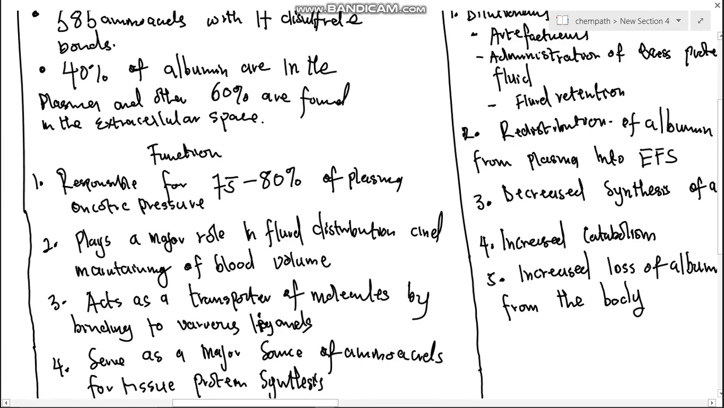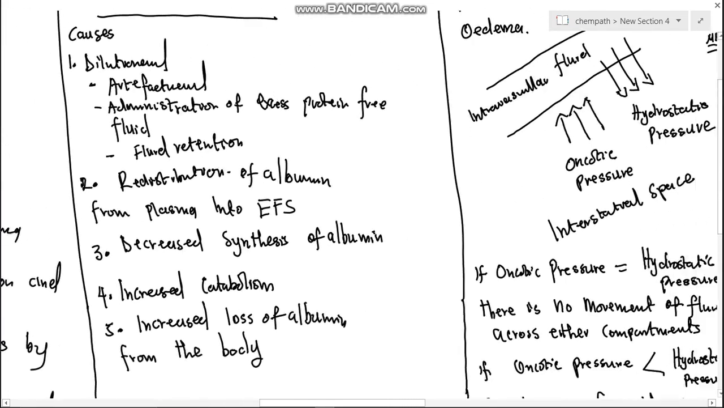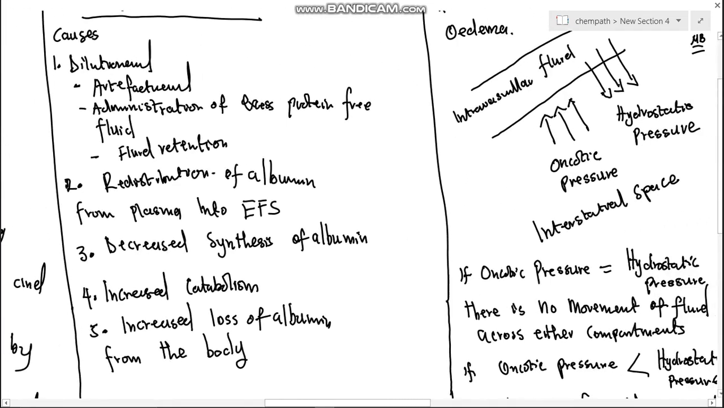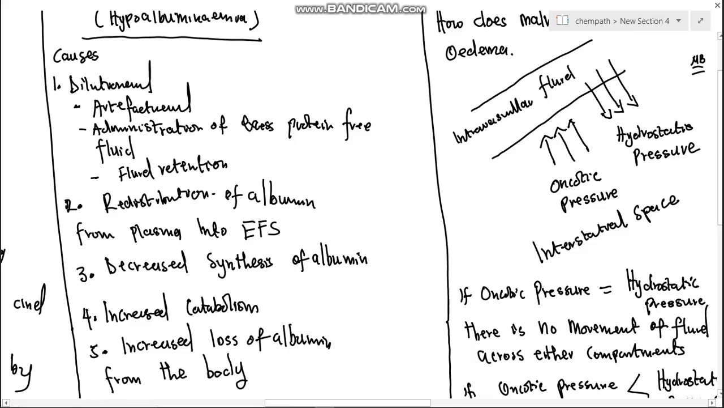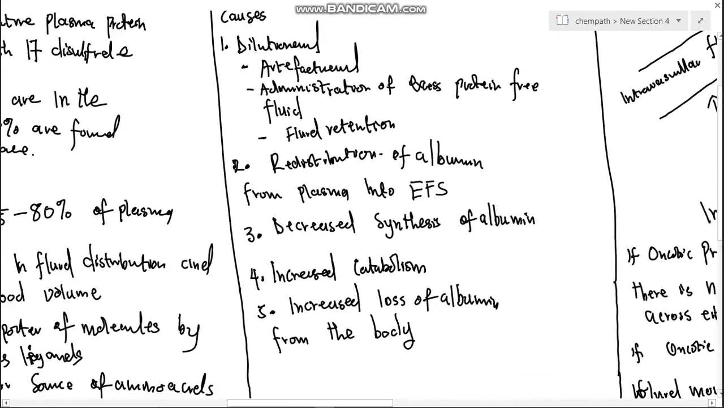So if there is less albumin, there is going to be a leakage of substances from the vascular compartment into the interstitial space. Once the oncotic pressure comes down, the hydrostatic pressure will increase because it has to be in balance, and therefore fluids are likely to drain from the intravascular space to the interstitial space.